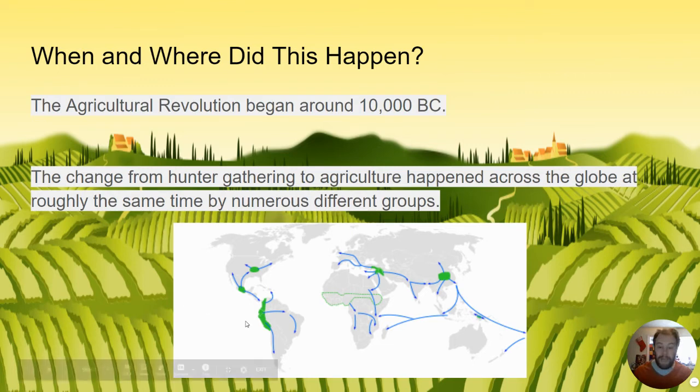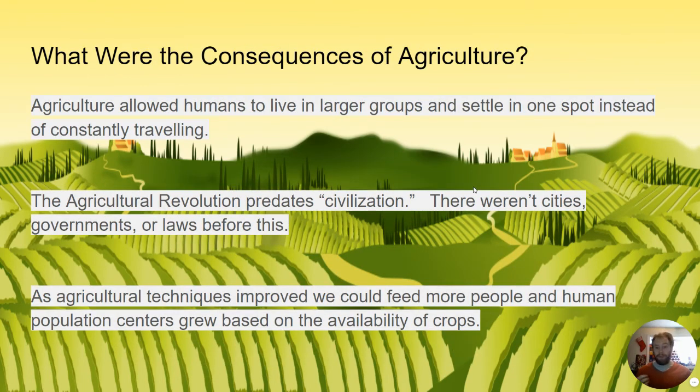As you can see on this map down here, all of the green areas are the places where this domestication of grains and the beginnings of agriculture all happened. And this was all around roughly the same time. And as you can see, it then traveled through to other places afterwards. So that's one of the really cool things about this agricultural revolution, that it occurred not just in one place, but in several places at the same time. It was pretty nifty.